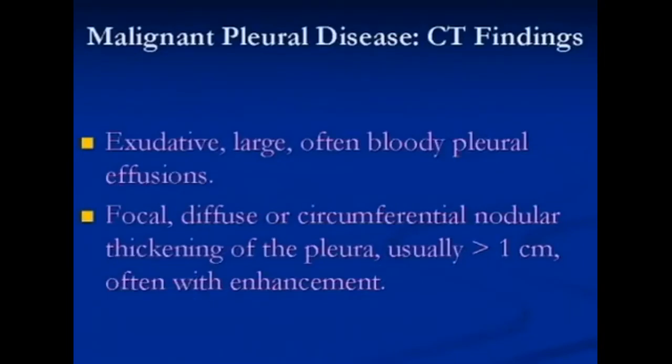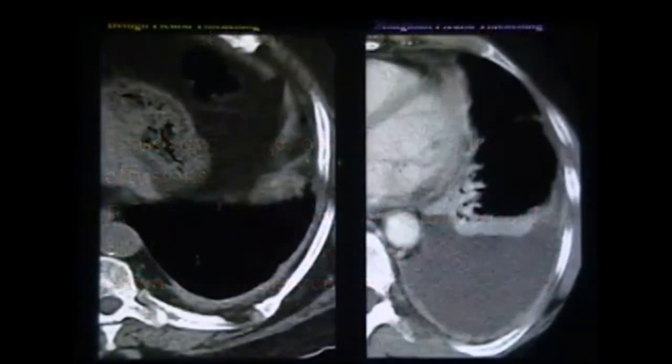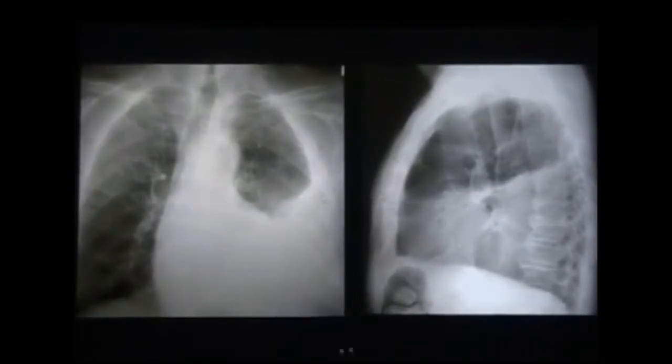Okay, so what are we looking at? We're looking at large bloody pleural effusions which have focal, diffuse, or circumferential nodular thickening of the pleura, usually greater than a centimeter, with enhancement. Okay, so how do we differentiate benign from malignant? This is a classic benign, sort of uniform, smooth thickening of the pleura. This is more nodular-looking, and I'll show you much better examples, enhancement of the pleural surface. This is malignant, that's benign. Okay, so here's a typical case. You come in with a large unilateral effusion.